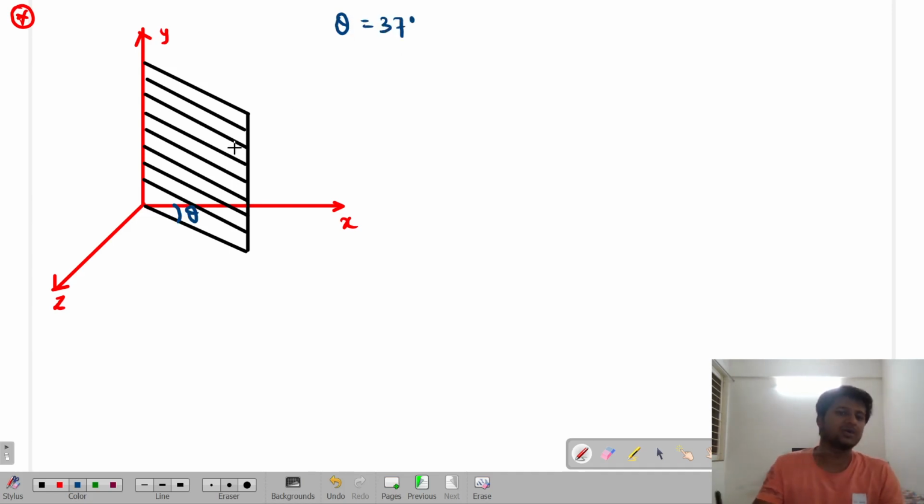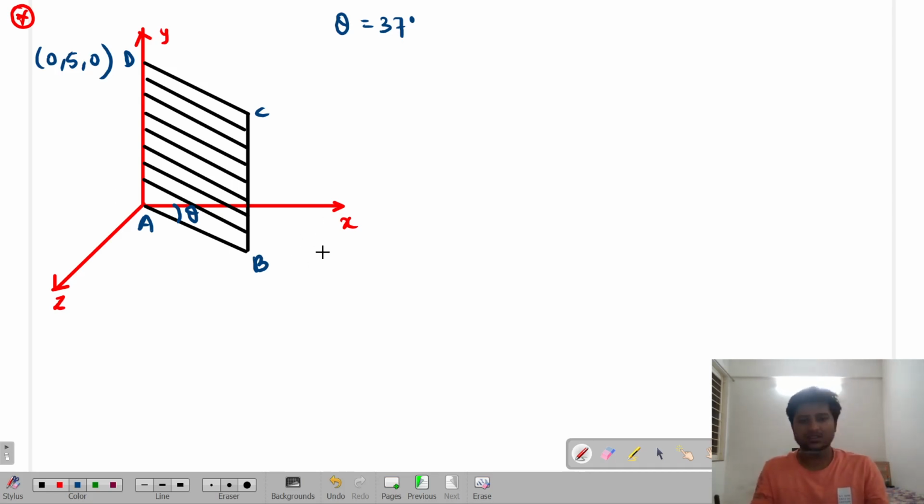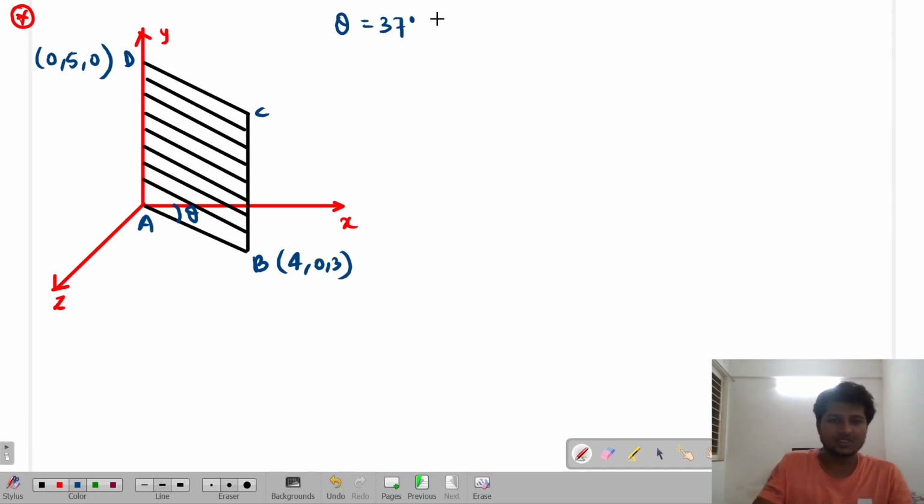This theta is equal to 37 degrees, meaning the plane makes an angle of 37 degrees with the x-axis. I name it A, B, C, D. The coordinate D is given as (0, 5, 0). Are you able to get me or not? And coordinate B is given as (4, 0, 3). The question is very, very simple. Find the area vector.